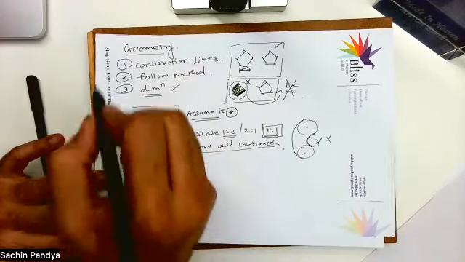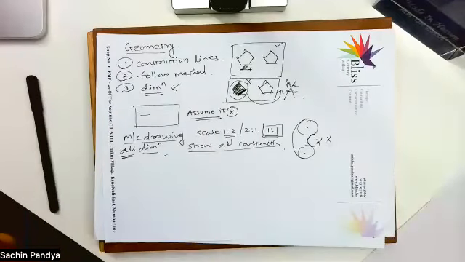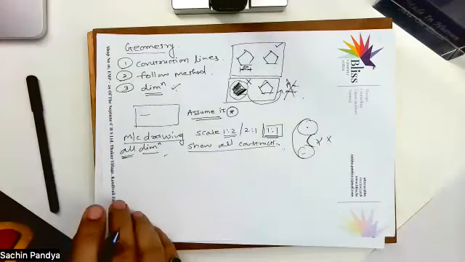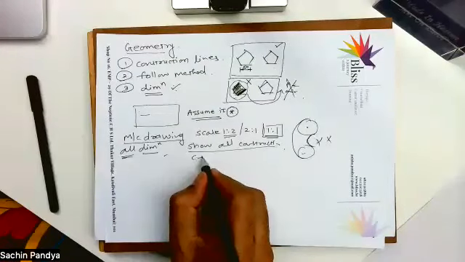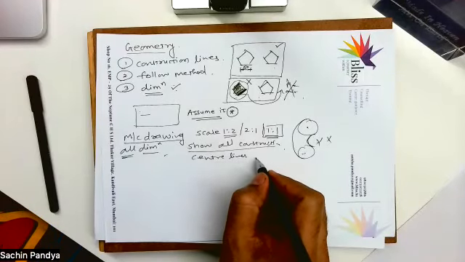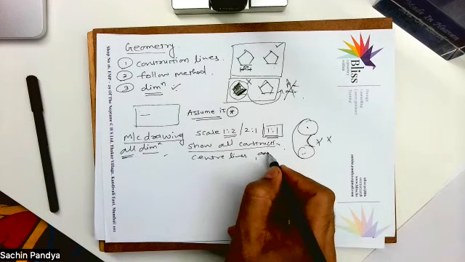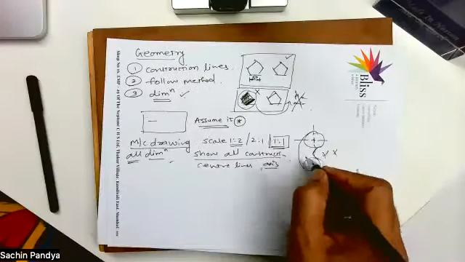All of you got this? Yes, sir. And you have to show all center lines also. All center lines and axis lines, whatever is given, draw ditto the same.